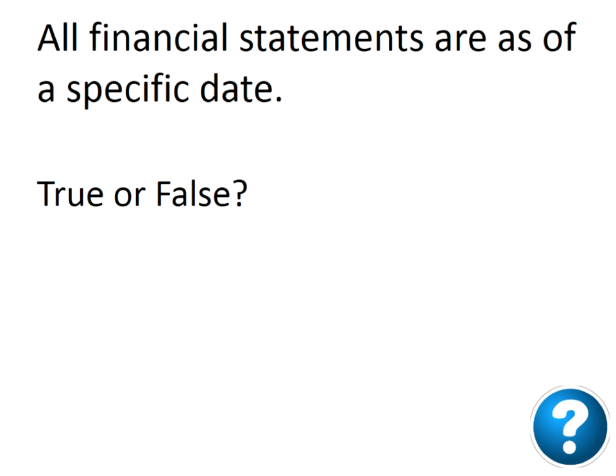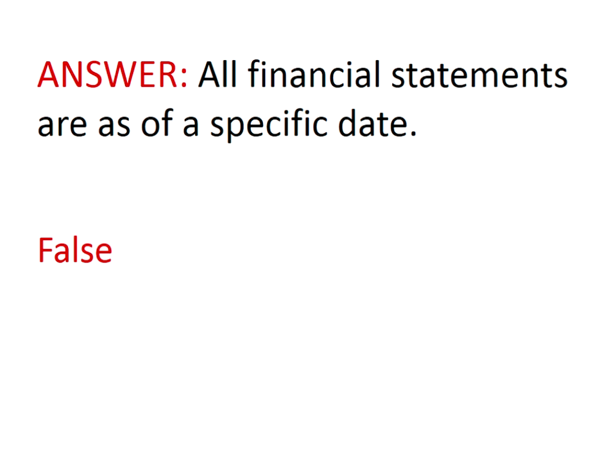Okay, let's put up the answer, Nicole. All financial statements are as of a specific date. That is false. Which statement is as of a specific date? Balance sheet, yes, excellent. The balance sheet is the only financial statement as of a specific date. Our other three statements, we've looked at the statement of retained earnings and the income statement. They're both for a period ending. The balance sheet is the only statement that's as of a specific date. And the statement that we've not done yet, the statement of cash flows, that's also for a year or a quarter, for a period ending.